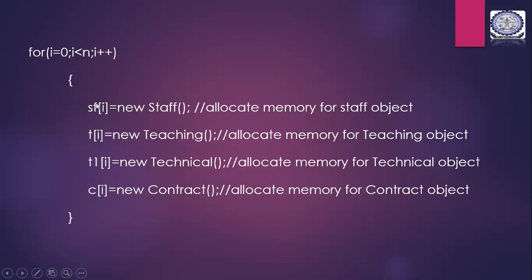So each object of the class occupies one index of the array. Each object occupies one index of the array. So a constructor has to be given to allocate memory for each of these elements. Okay.